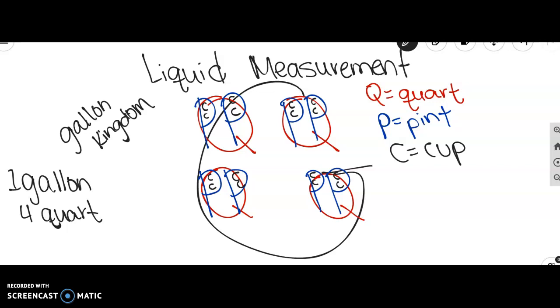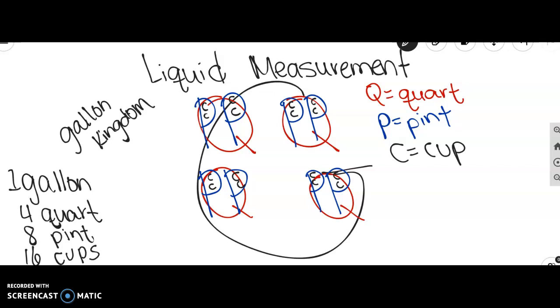Then you see the P's in the Gallon Kingdom, and those stand for pints. And in 1 gallon, there are 8 pints. Now, a pint is the chocolate or vanilla milk you drink at school in the cafeteria. That's about a pint. And then you'll see little black C's. And in 1 gallon, there are 16 cups or 16 C's.